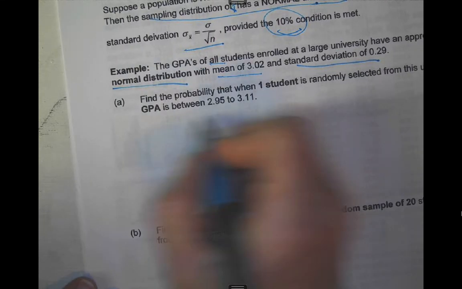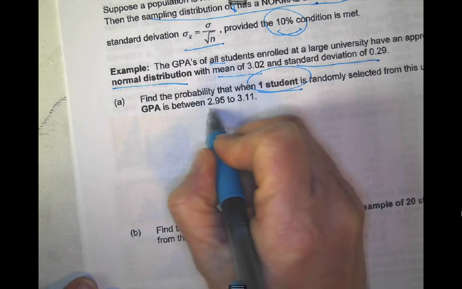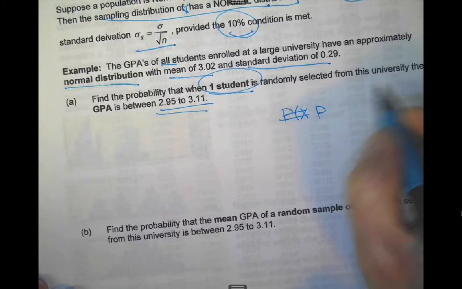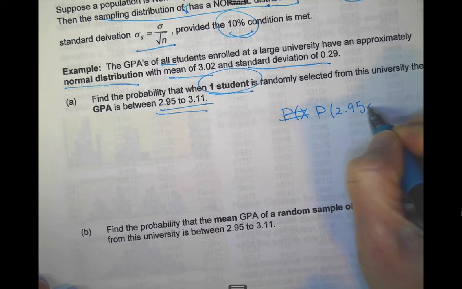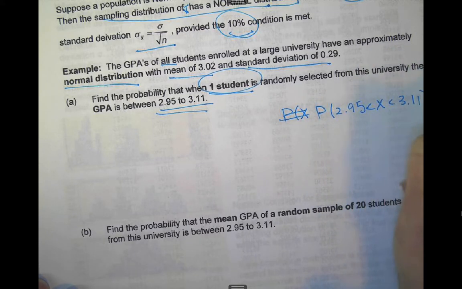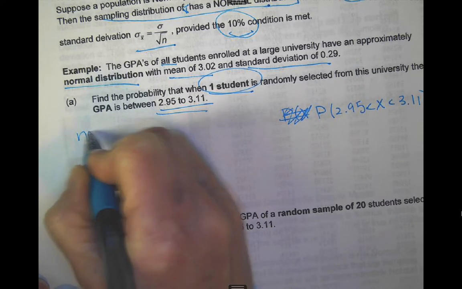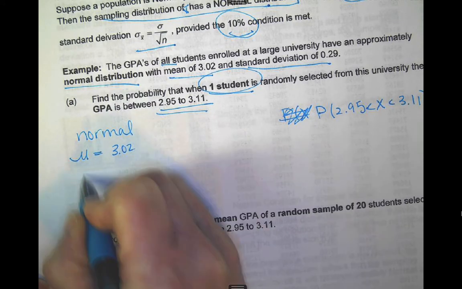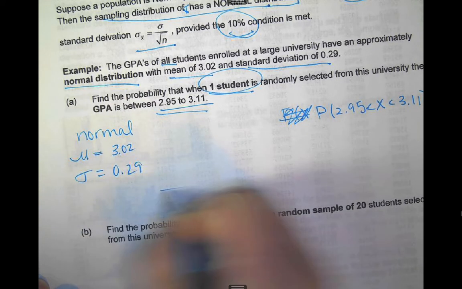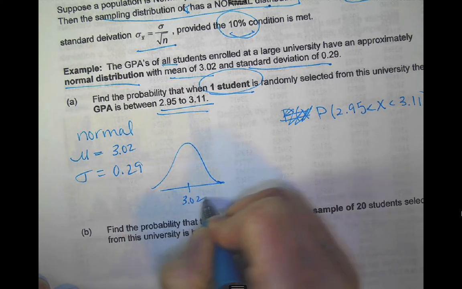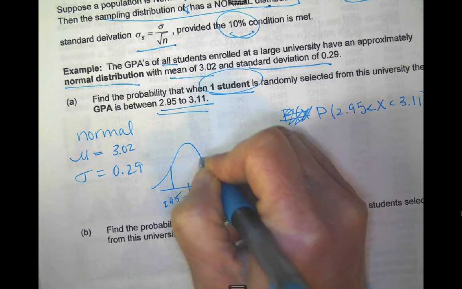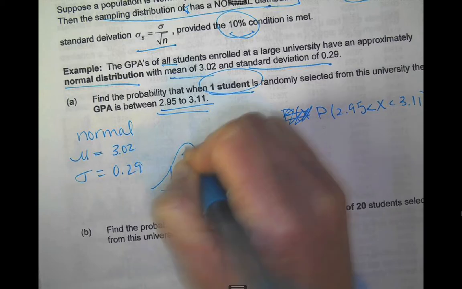So when I go ahead here to solve this problem, it says find the probability that one student is randomly selected and has this GPA. This is no different from what we have done in chapter 2. So we want to find this probability. I know that this is normal because it told me the mean is 3.02 and the standard deviation is 0.029. So here's my 3.02, 2.95, so I'm somewhere down here, 3.11, and I want to find this probability.